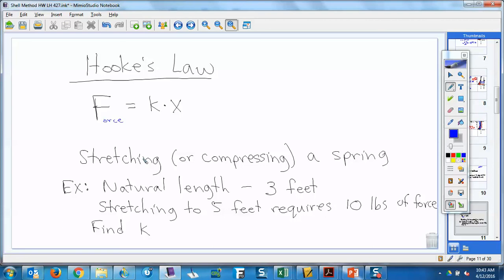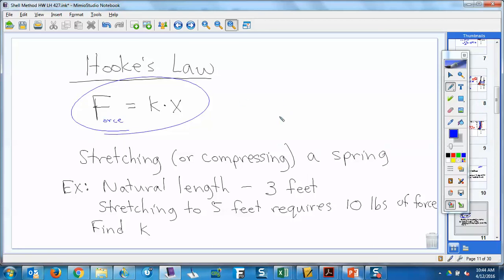So for an example, here's something you'd be given in a problem. We've got a spring, natural length is 3 feet. Stretching it to 5 feet requires 10 pounds of force. Find K. So we would use Hooke's law. You're just going to have to memorize this. We're going to do a couple of basic problems. We're going to do the rope and the bucket, and we're going to do a spring problem. And you've got to be able to do both when it comes to the quiz.